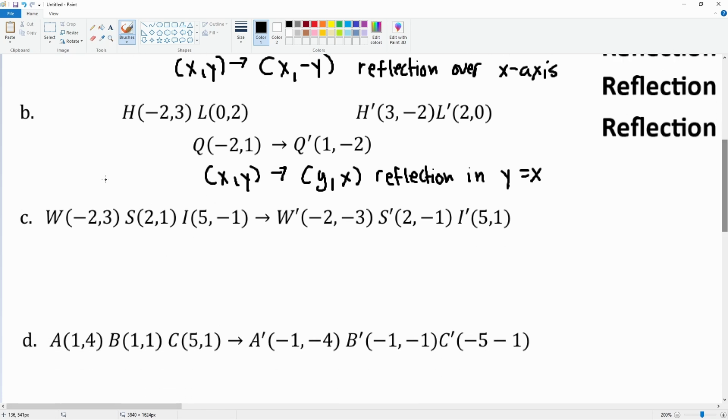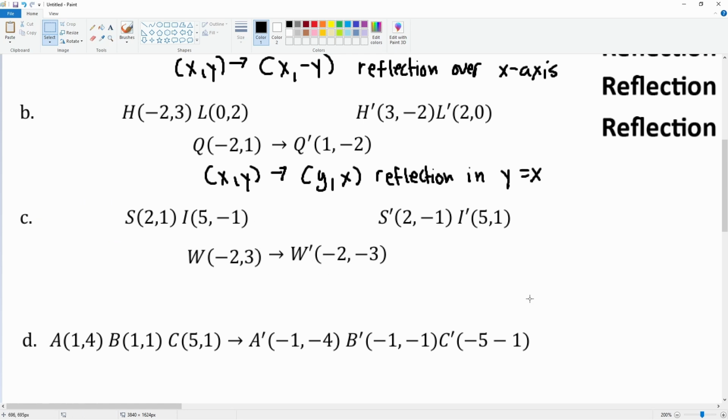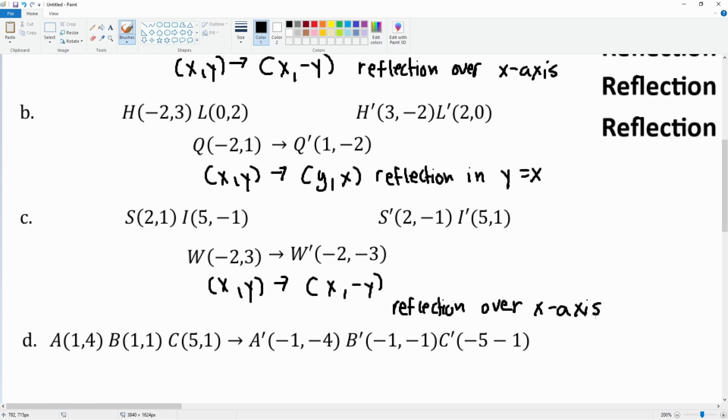Let's look at C. W is negative 2 comma 3. It became what? The Y value changes. So X comma Y arrow, X comma negative Y. So that means if the Y value changes, this is a reflection over the X axis once again.